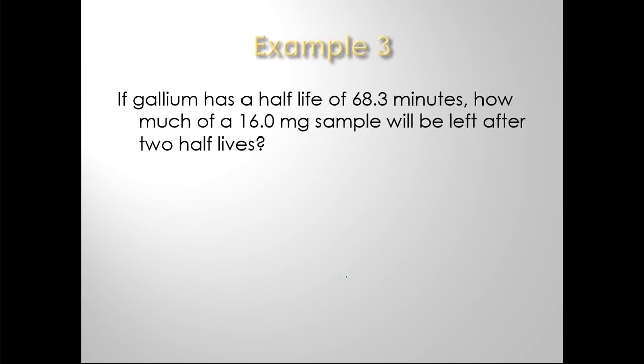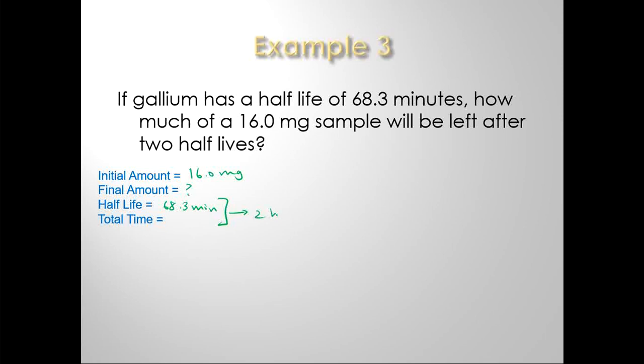Gallium has a half-life of 68.3 minutes. We have an initial amount of 16 milligrams. And it's saying that it goes through 2 half-lives. How much is left over? So it doesn't specifically give you the total time. However, it does say that it's going through 2 half-lives. And that's what the total time over the half-life would give you. It gives you 2 half-lives. So we begin on the left with 16 milligrams.